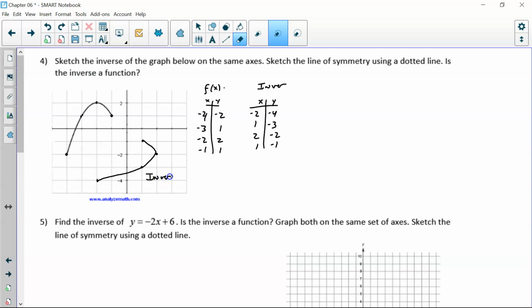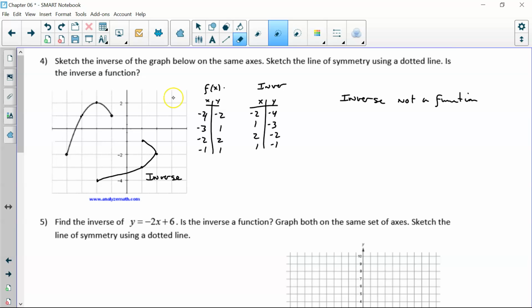Now, the reason I don't like the inverse notation there is when we look, the original one failed the horizontal line test. And now when we actually sketch the inverse, it fails that vertical line test. So we can see in a couple different ways that the inverse is not a function. It fails the horizontal line test looking at the original, and it fails the vertical line test looking at the graph itself of the inverse.